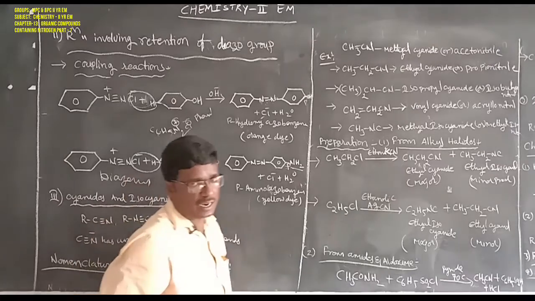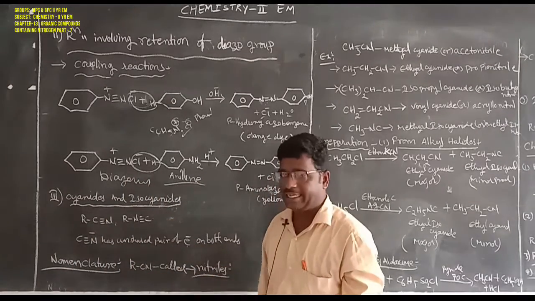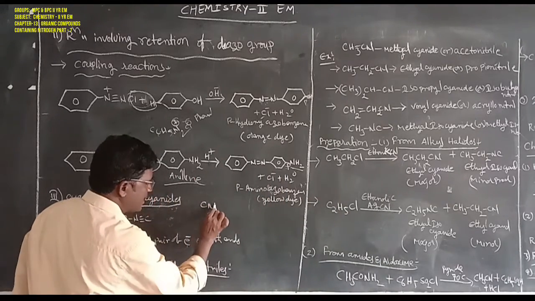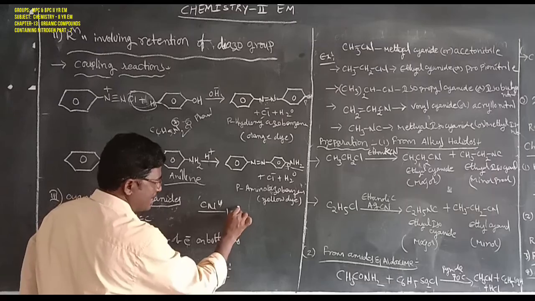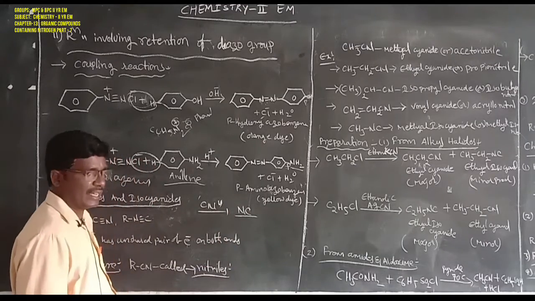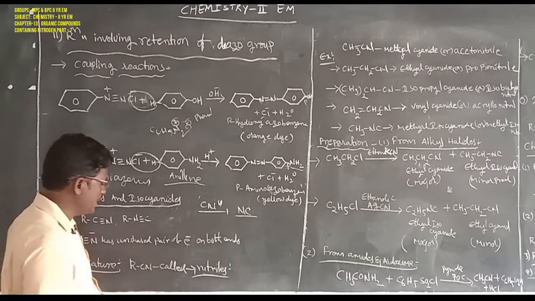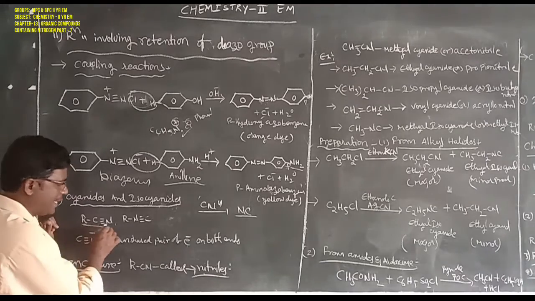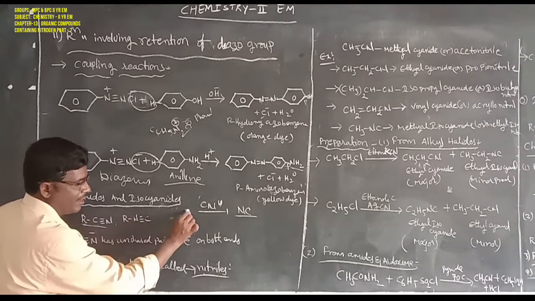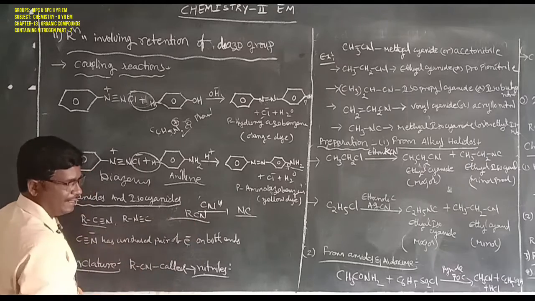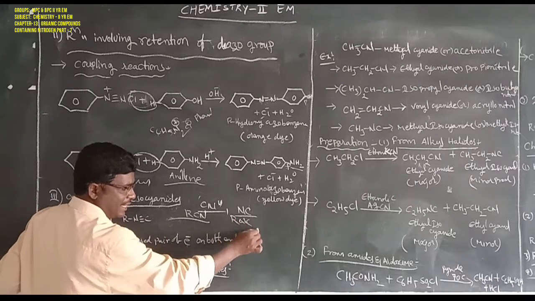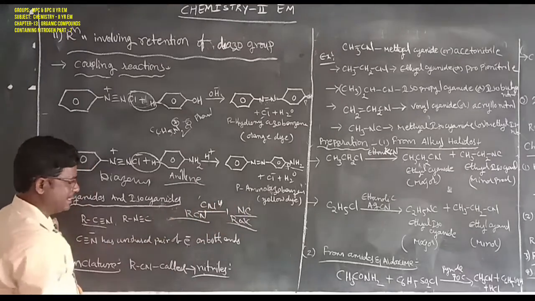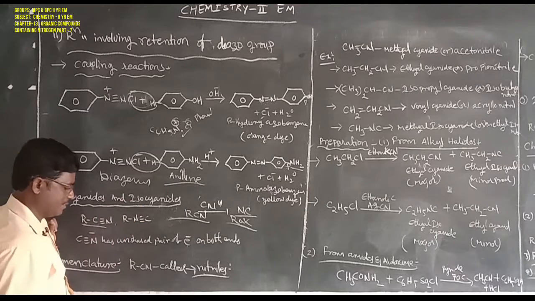Next, the third topic is cyanides and isocyanides. The cyanide functional group is CN, called cyanide. The NC group is called isocyanide. When these functional groups are attached to an alkyl group, we get R bond C triple bond N, alkyl cyanides and alkyl isocyanides. R bond CN is an alkyl cyanide, and R bond NC is an alkyl isocyanide.